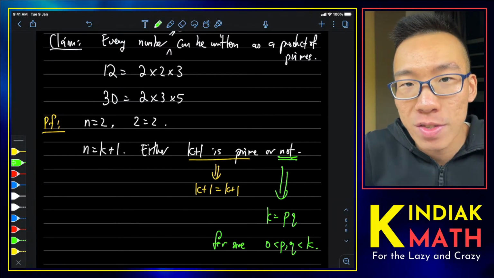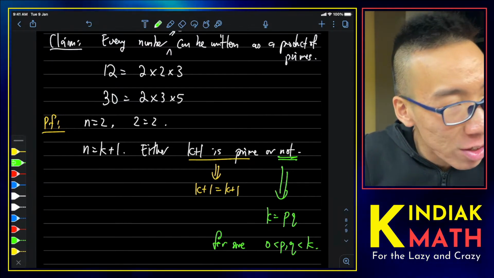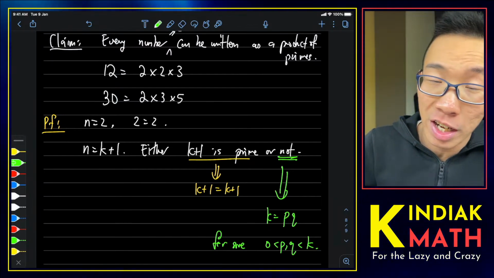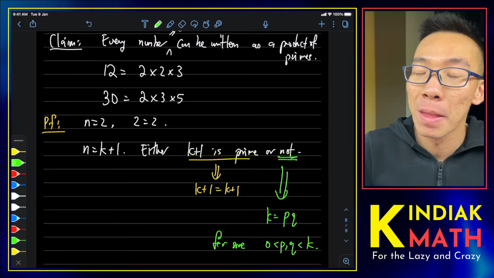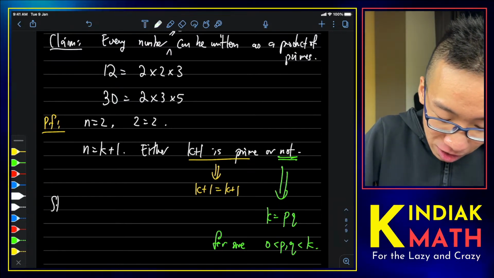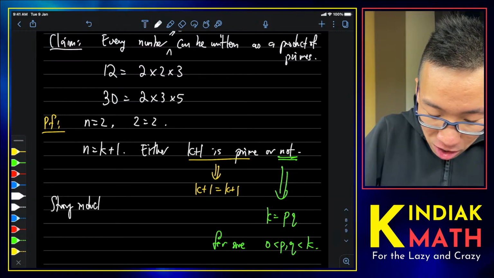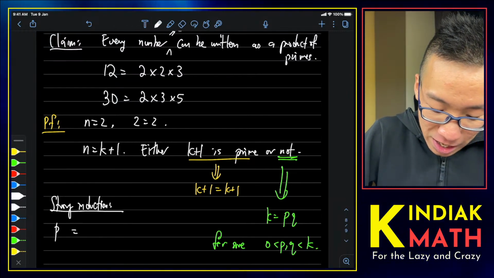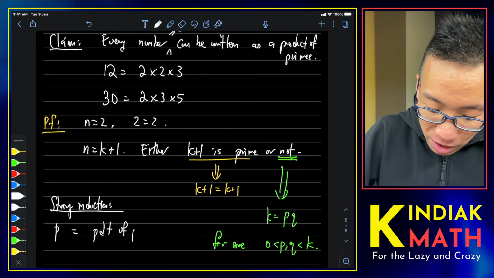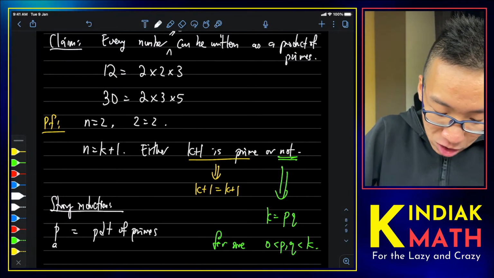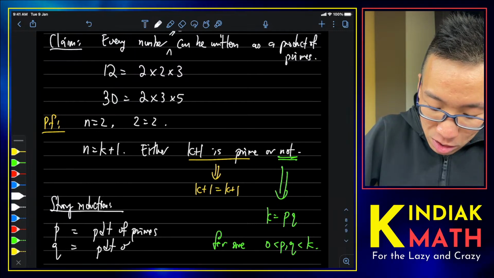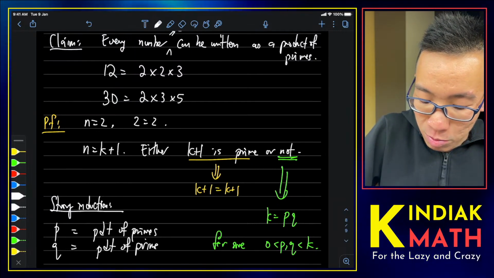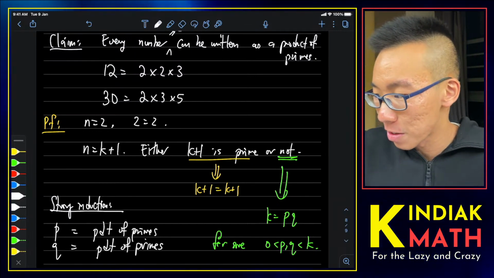If you only assume regular induction, you know nothing about p and q. But under strong induction, p is a product of primes. q is also a product of primes. You don't get this if you only assume normal, regular induction.